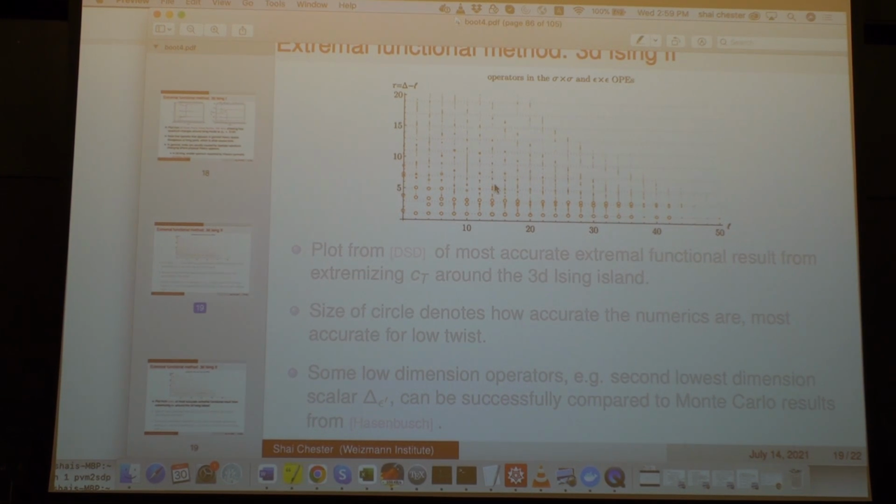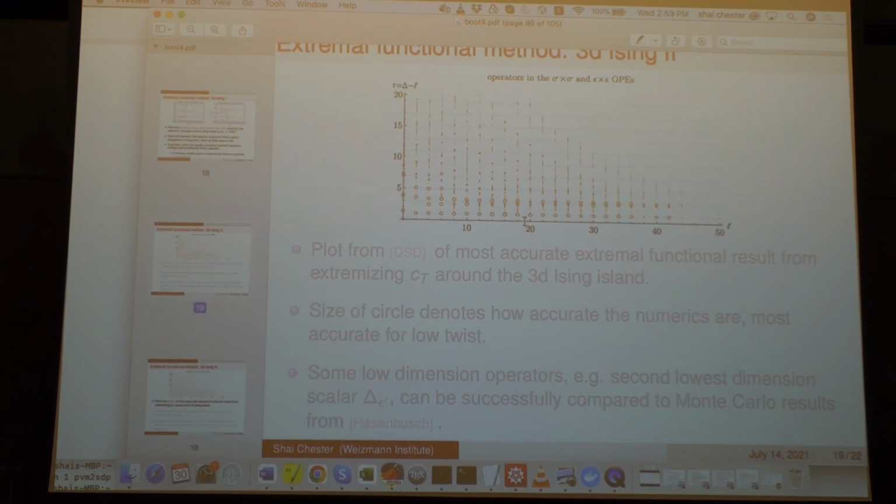So even for the simplest case of the Ising model, you can only get the lowest couple of twist operators. Now, how do we even know these second lowest twist operators are correct? Well, in some cases there are Monte Carlo estimates, and you can compare, and you actually do get a very good comparison. So we have good reason to believe that the spectrum, at least for the lowest ones, is pretty accurate. I think Monte Carlo also has issues getting very high twist operators, but for the ones we can compare to, it seems to be accurate.